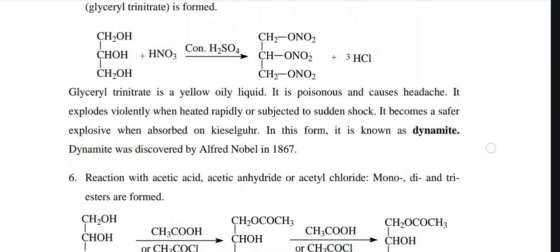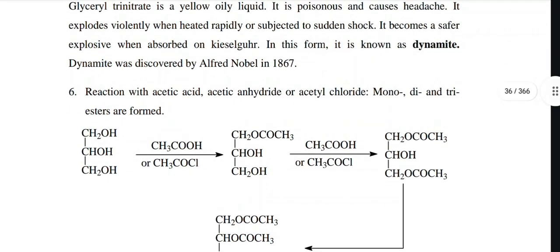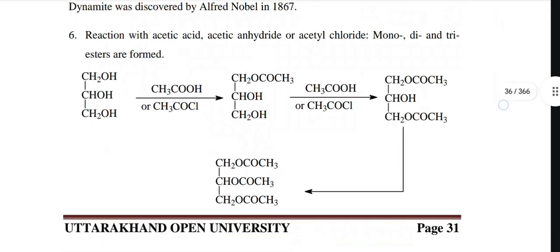Glyceryl trinitrate is a yellow oily liquid, poisonous, and causes headache. It explodes violently when heated rapidly or subjected to sudden shock. It becomes a safer explosive when absorbed on kieselguhr, in which form it is known as dynamite. Dynamite was discovered by Alfred Nobel in 1867. Reaction with acetic acid, acid anhydride and acid chloride: mono-, di- and triesters are formed.